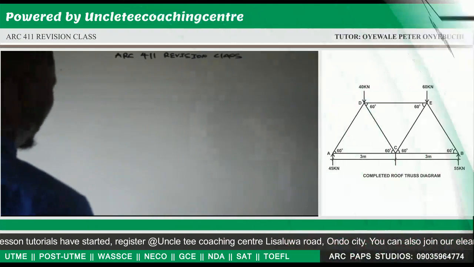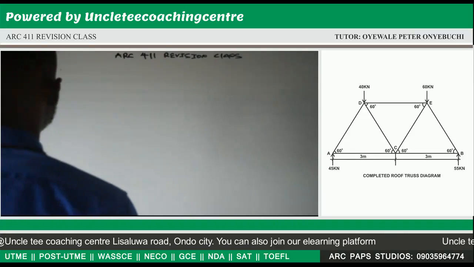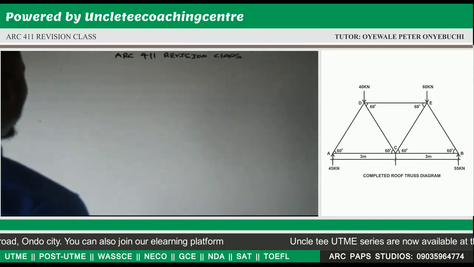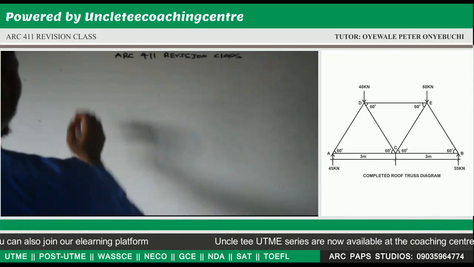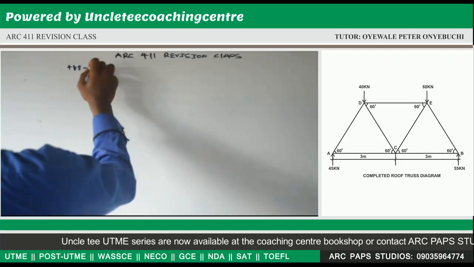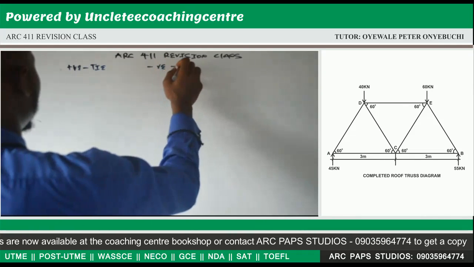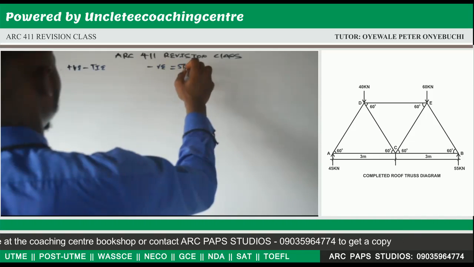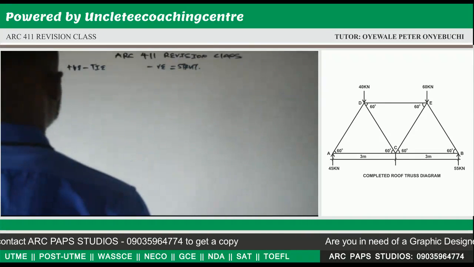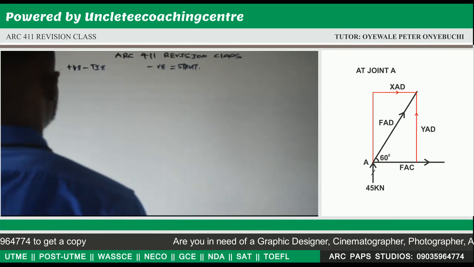Now we have gotten reactions A and reactions B. We have to start calculating the members. We should note that when we have a positive value, it means it is a tie. When we have a negative value, it means it's a strut. Take note of this. Now let's start from joint A, since joint A is the first joint there.